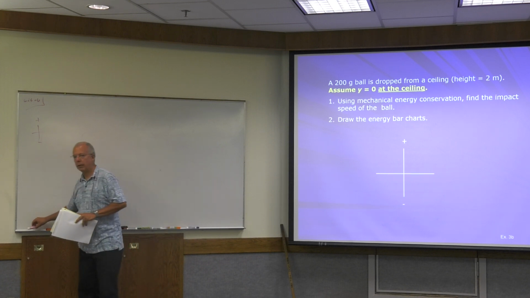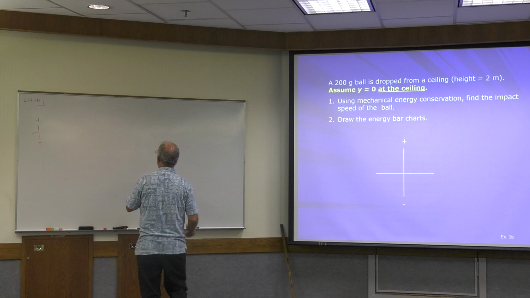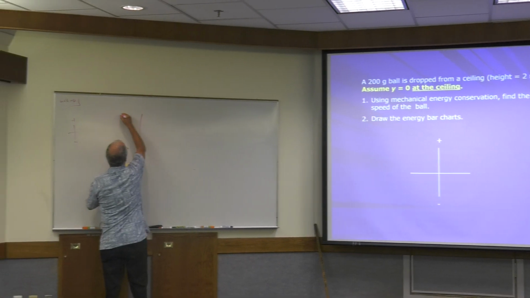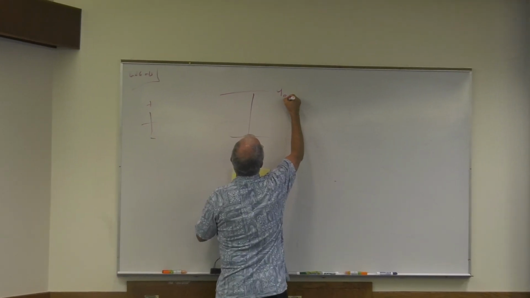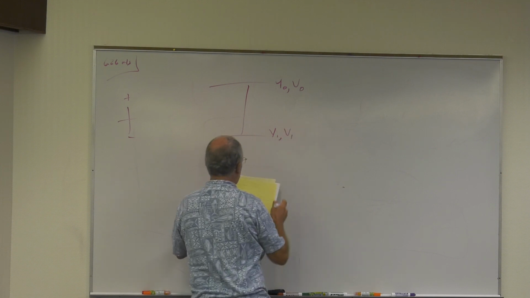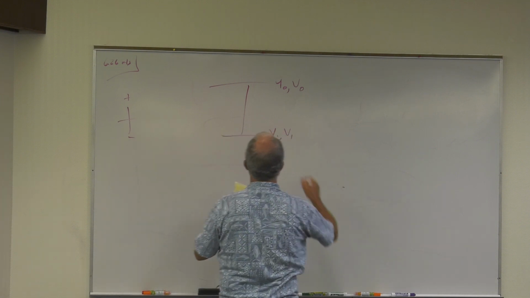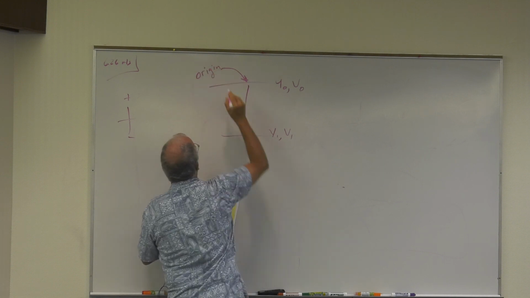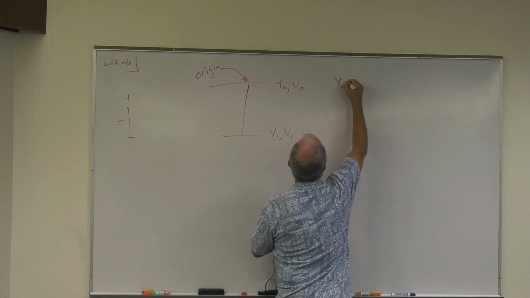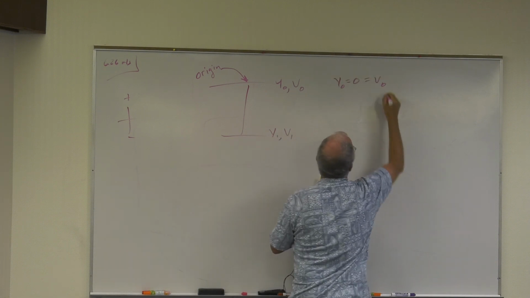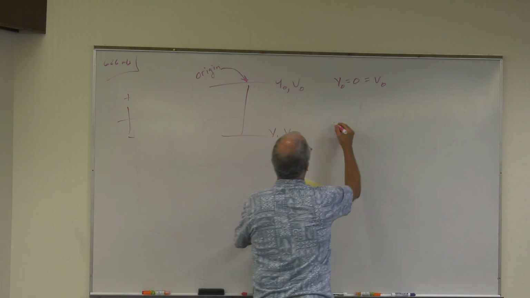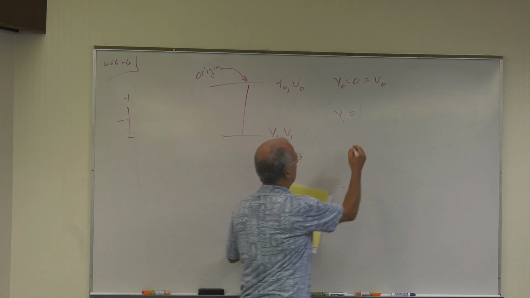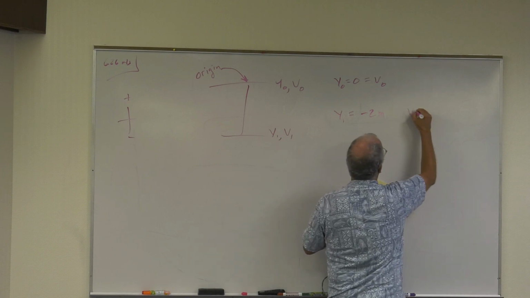All right, we're back. I shouldn't have erased the picture, but I did. Oh well. So this is y0, v0, y1, v1, Randy Knight coordinate system. But now we're saying that this is the origin. So we're going to say y0 equals 0. And that's the same thing as v0, because we're holding it from rest. y1, with this coordinate system, is -2 meters. And what we want again is v1.